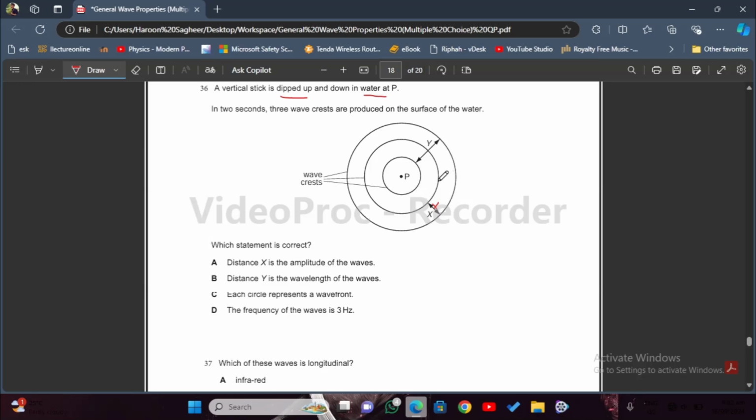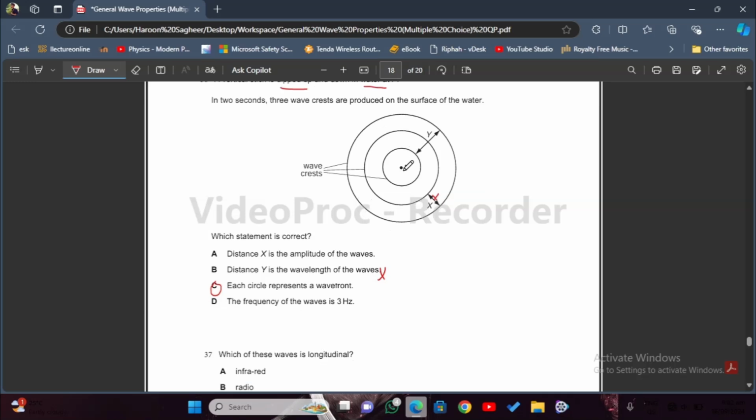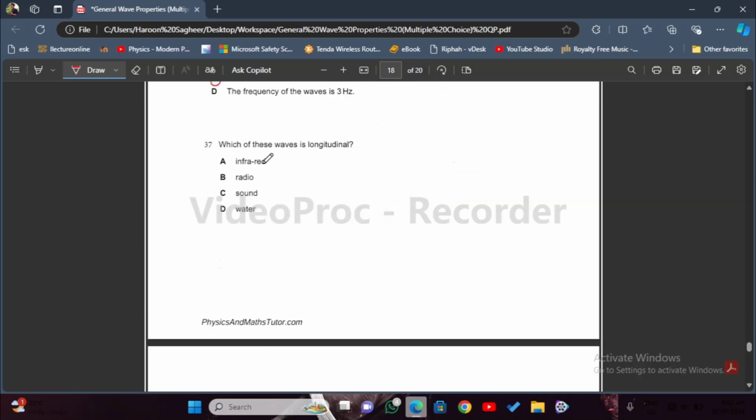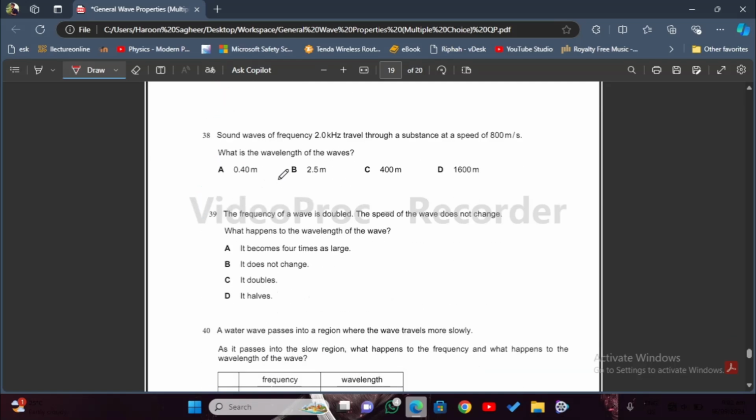As you know, the distance between two wavefronts, or two crests, or two troughs, or two compressions, or two rarefactions, the condition is that they have to be adjacent, that is wavelength. Now, distance y is the wavelength of the wave? No, this is not the wavelength. Each circle represents a wavefront, that is correct, because each circle is an independent wavefront. Which of these waves is longitudinal? So sound is a longitudinal wave.